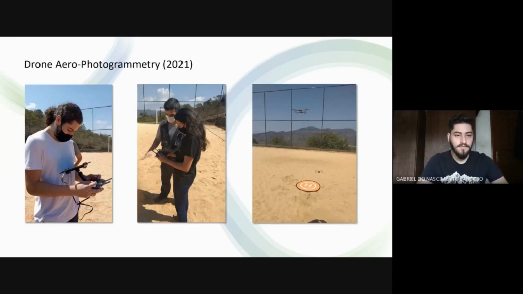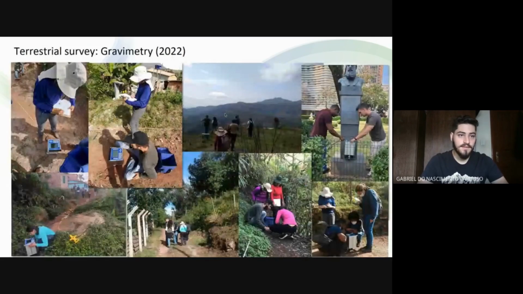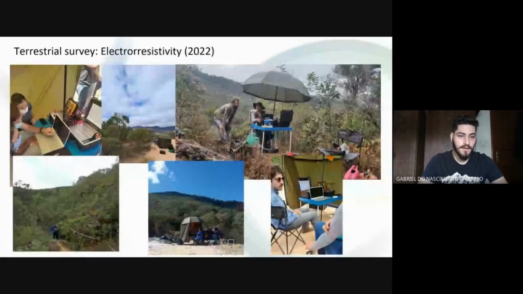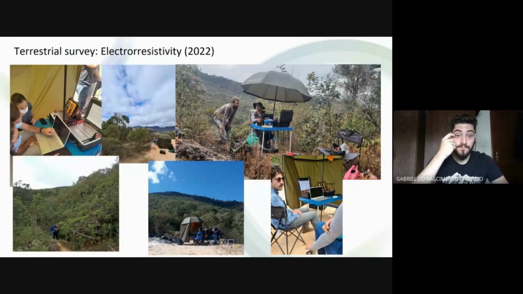So here we have examples of the drone surveys, the gravimetry and magnetometry, and also the electroresistivity. Our project was postponed by another 6 months, so we can conduct the electroresistivity surveys also in the rainy season to get better results.